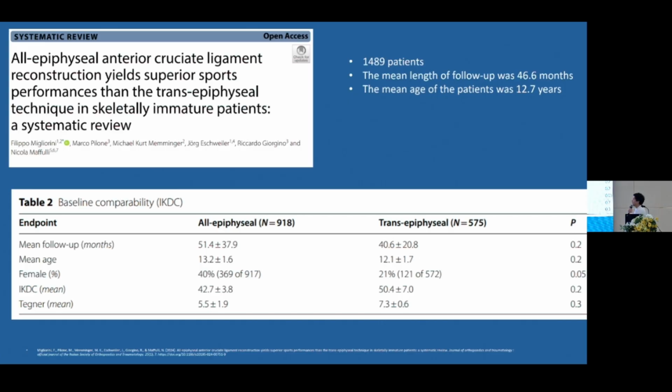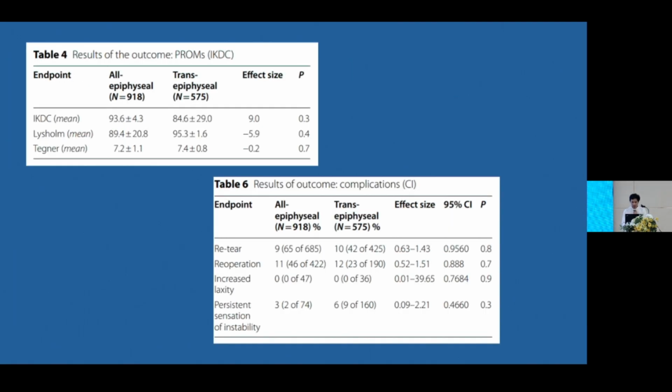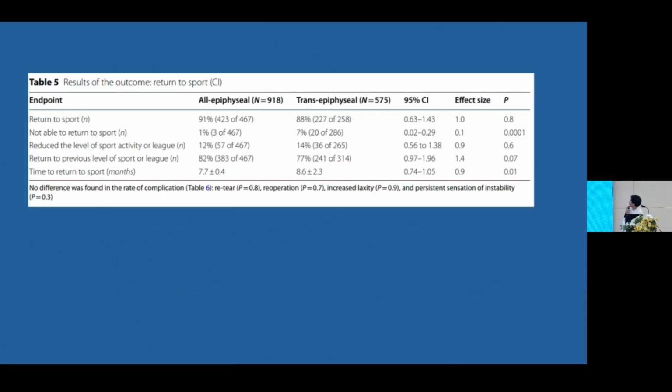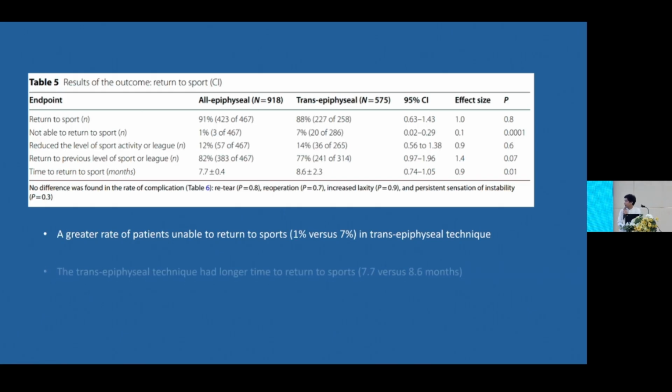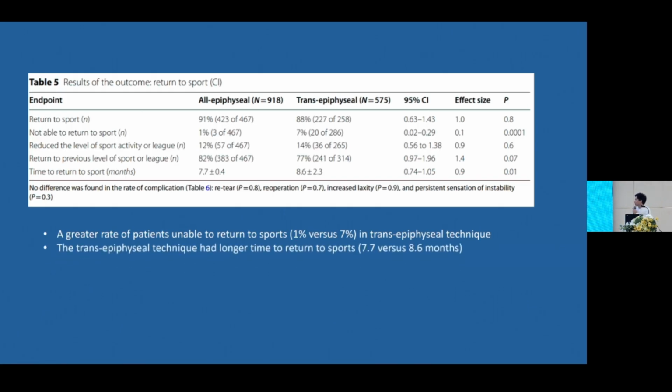Okay, the last is a systematic review of the result of the all-epiphyseal technique anterior cruciate reconstruction compared with the transphyseal technique. The systematic review shows no significant difference between all-epiphyseal and transphyseal. But there was a greater rate of patients unable to return to sport in the transphyseal technique, and the transphyseal technique had a longer time to return to sport too.